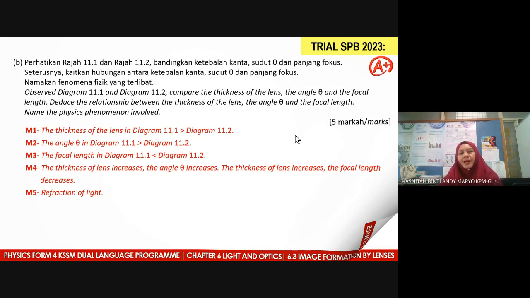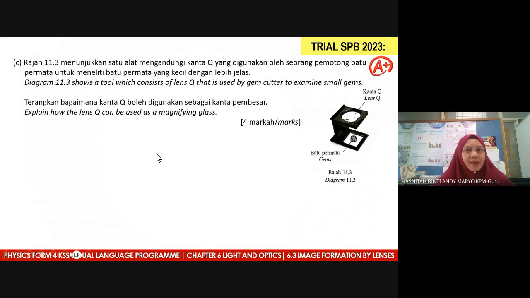Okay. And then this is question C. You are given diagram 11.3. It shows a tool which consists of a lens cube used by a gem cutter to examine small gems. Okay, so the question is explain how the lens cube can be used as a magnifying glass. So 4 marks.